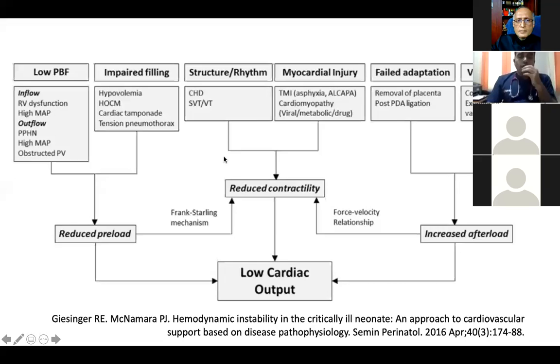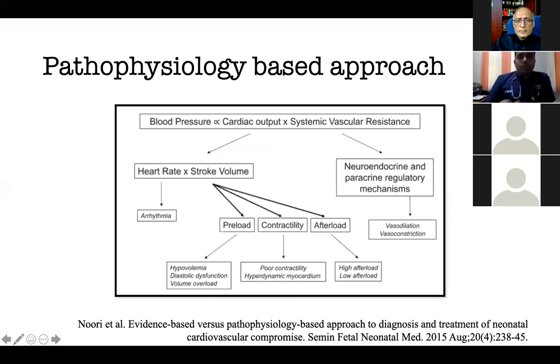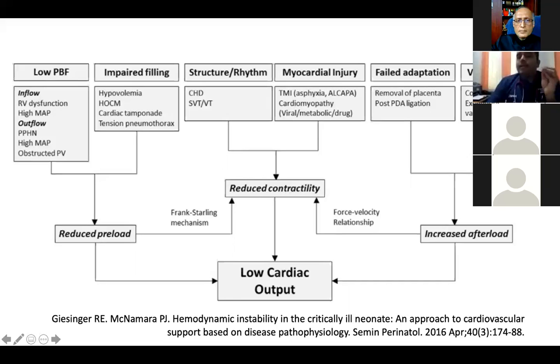Okay. Now we have already discussed preload, contractility, and afterload. So what are the conditions where you get reduced preload? Reduced preload you can get in cases where pulmonary blood flow is low or the filling is impaired, typically seen in conditions of RV dysfunction, PPHN. Filling impairment you get in hypovolemia or HOCM. Contractility, any condition which affects the structure or rhythm, that is congenital heart disease, SVT. Myocardial injury, typically viral myocarditis, or asphyxia itself can cause myocardial injury and cause reduced contractility.